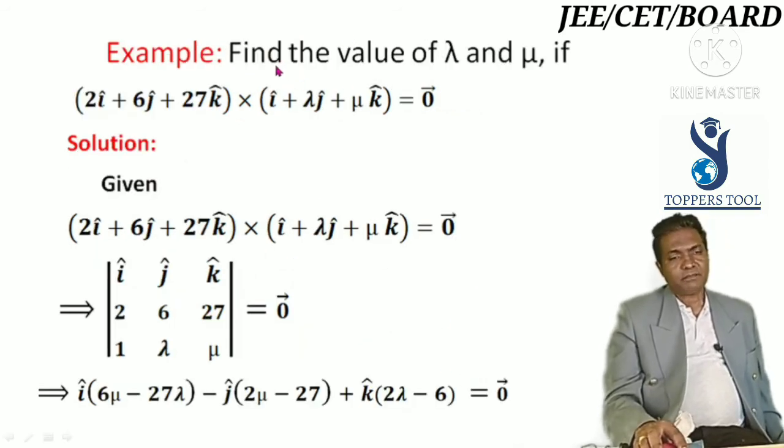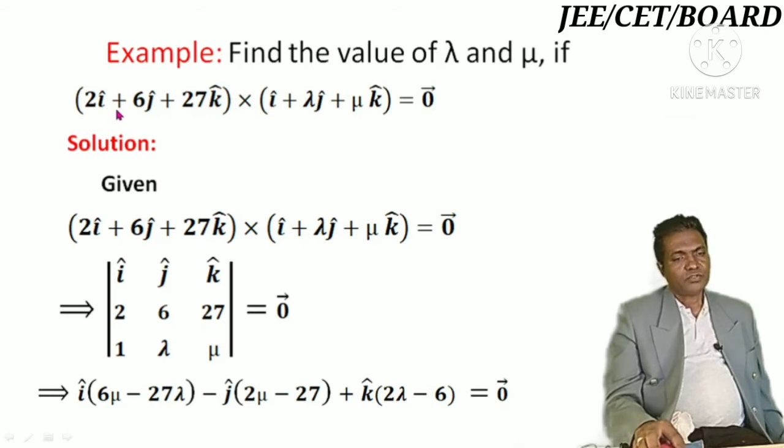Now here is one example. Find the value of lambda and mu if the cross product of these two vectors is the 0 vector. So write the given, very simple. Write the given as this, and the cross product of two vectors can be represented in the form of a determinant. So here the coefficients of i, j, k are 2, 6, 27, that is the first row, and 1, lambda, mu is the third row. This is the second row, and this is the third row.